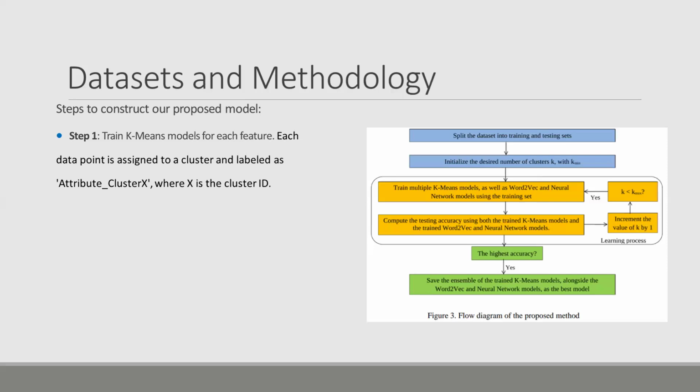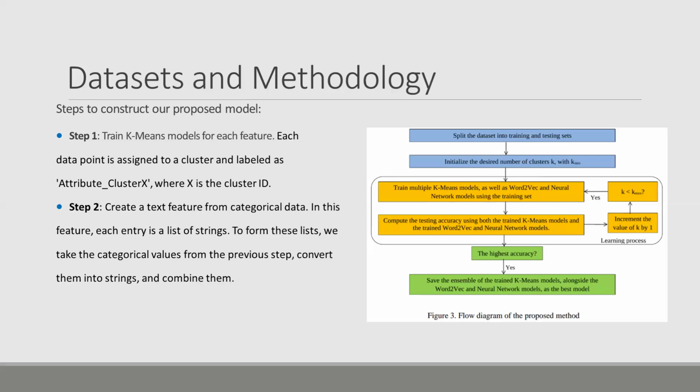Afterward, each data point is assigned to a cluster, and the numerical data is transformed into categorical labels in the format attributes underscore cluster X, where X represents the cluster ID. This transformation converts numerical values into categorical data for further analysis.